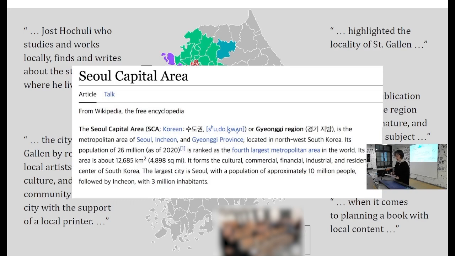I'm just going to read out some description from Wikipedia. If you enter the index Seoul capital area, it says, the Seoul capital area, or Gyeonggi region, is the metropolitan area of Seoul, Incheon, and Gyeonggi province. It's located northwest of South Korea. Its population is 26 million and is ranked as the fourth largest metropolitan area in the world. So it's really unbelievable and not very easy to imagine this size here in St. Gallen.